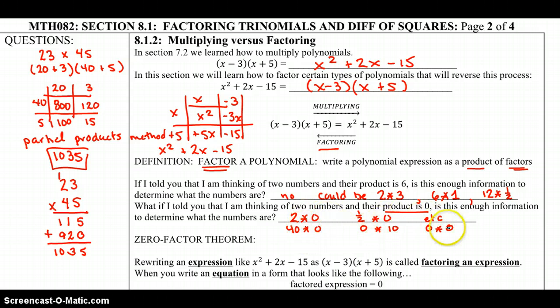But one thing that we should notice in here is that knowing two numbers' product is 0, at least one of the two numbers has to be a 0. So in this case, does this give us any information about the numbers? And the answer here is yes. At least one of the numbers must be 0.